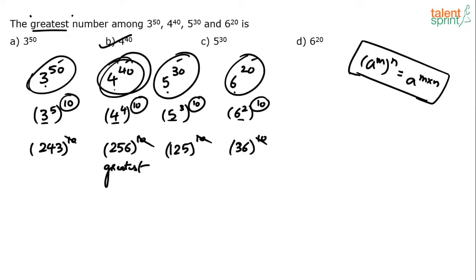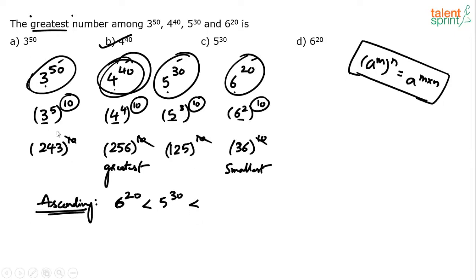Suppose he says which is the smallest number? The smallest base here is 36. So that is the smallest number. Suppose he says put the numbers in ascending order. Options will be given to you in different orders. Ascending order, what is the ascending order? Ascending order should be 36 power 10, which is 6 power 20, less than, next comes what? 125. So 125 is 5 power 30. Less than, next comes 3 power 50. Finally comes 4 power 40 because 256 is the largest. 4 power 40. Similarly, if it is descending order, the reverse of this.